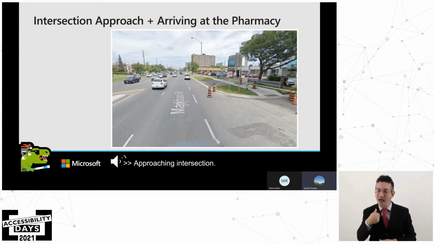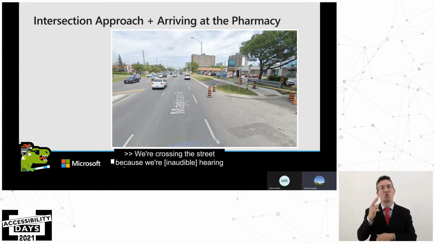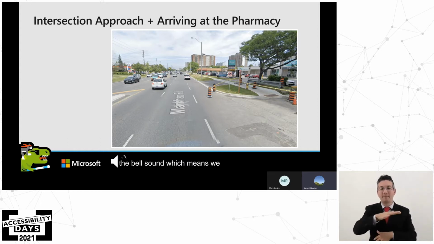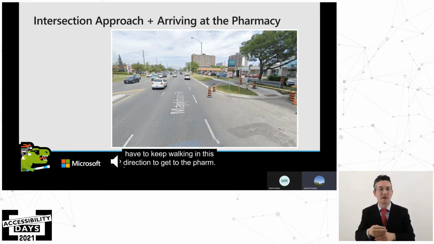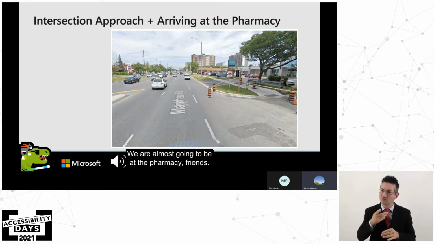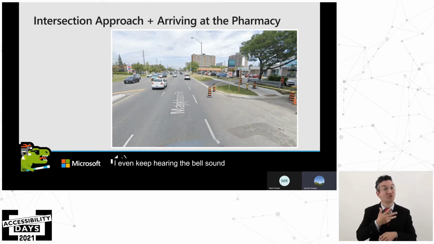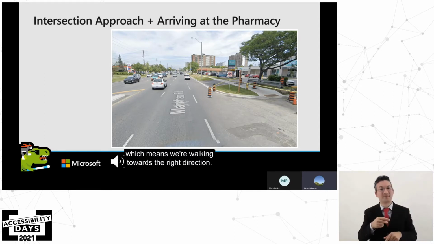Approaching intersection. We are soon approaching Markham Road intersection. Brimorton Drive continues ahead. Markham Road goes right. So we keep hearing the bell sound, which means we have to keep walking in this direction to get to the pharmacy. We will almost be at the pharmacy, friends. I keep hearing the bell sound, which means we're walking towards the right direction. And the sound is very musical.